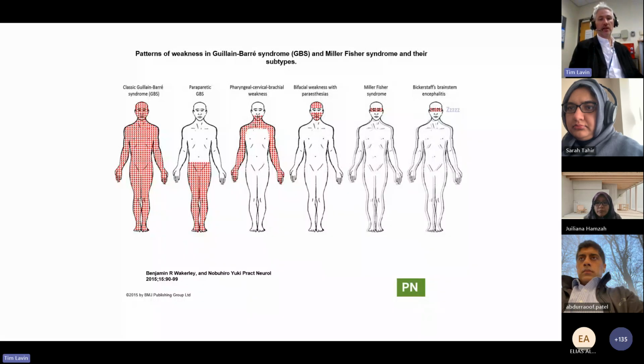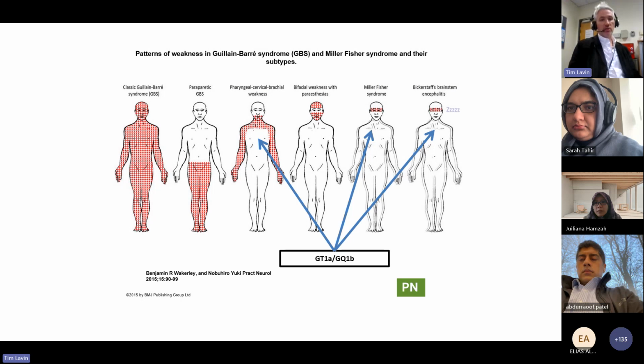And the pharyngeal-cervical-brachial variant essentially affects bulbar function and the upper limbs, and might have a degree of facial weakness with it too. Now, these slightly funnier ones are strongly associated with GQ1B antibodies, which are a form of ganglioside antibodies. So you'll often hear neurologists say, send the gangliosides, especially if it's a funny pattern. I'm sometimes looking for these different types of funny GBS.